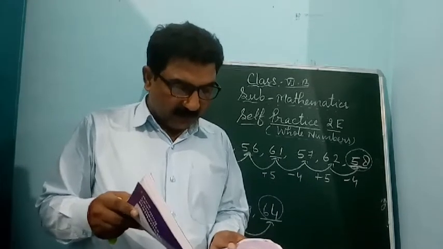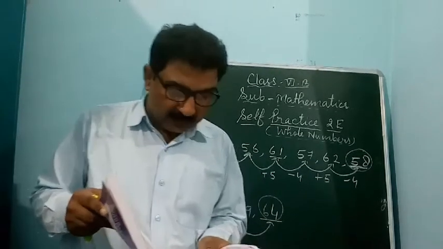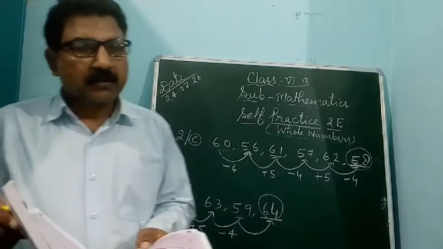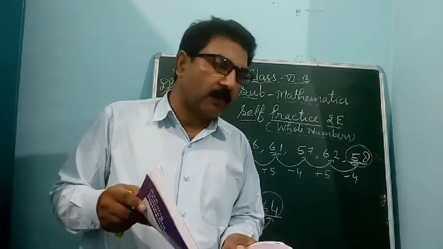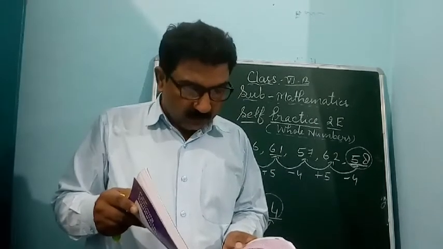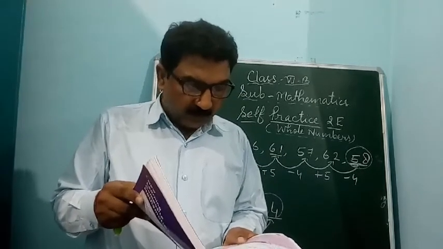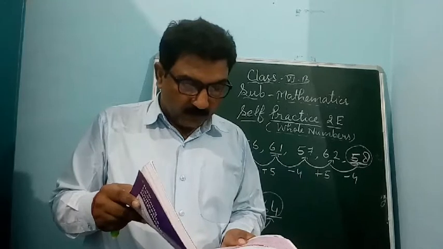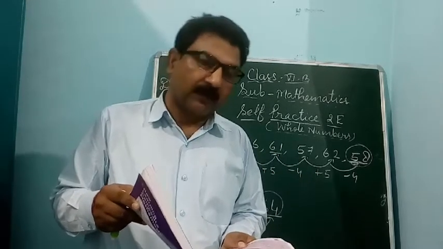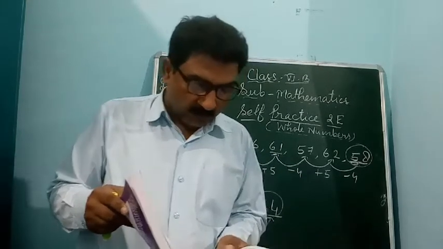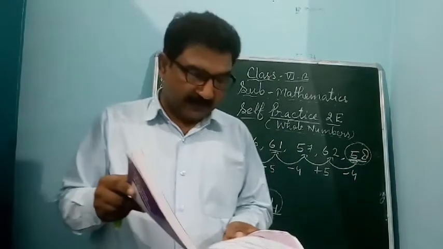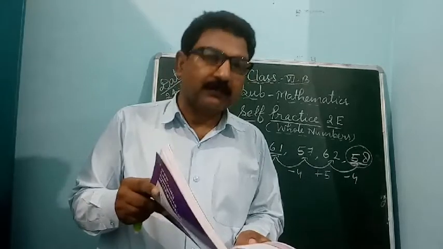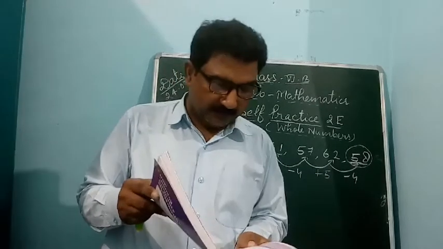And the next number after 50 is given 200. So if you count the table, you multiply 50 by 4, it will come 200. So this follows the rule: the first number is divided by 2 and the next number is multiplied by 4. So 200, again you divide by 2, it will come 100. So after 200, the missing number is 100 in question number D.